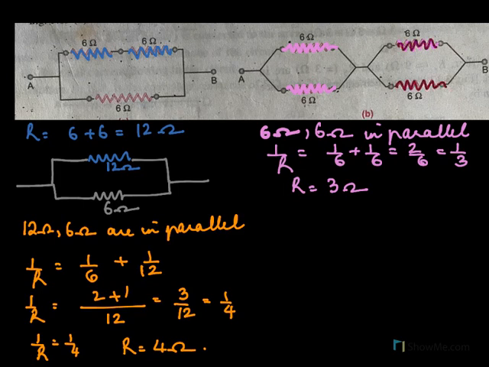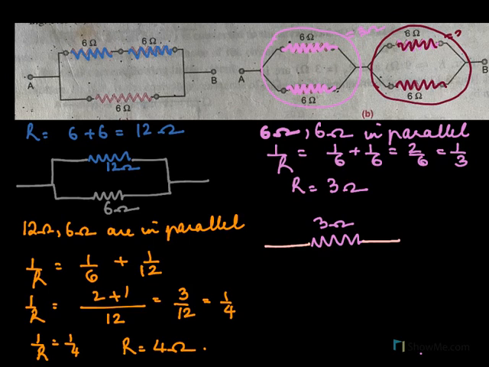So just draw it in another way. If I had to draw this diagram again, here I will put 3 ohms, since I know the resultant of this is 3 ohms. And we have seen the resultant of these two also is 3 ohms, so here I will put 3 ohms.